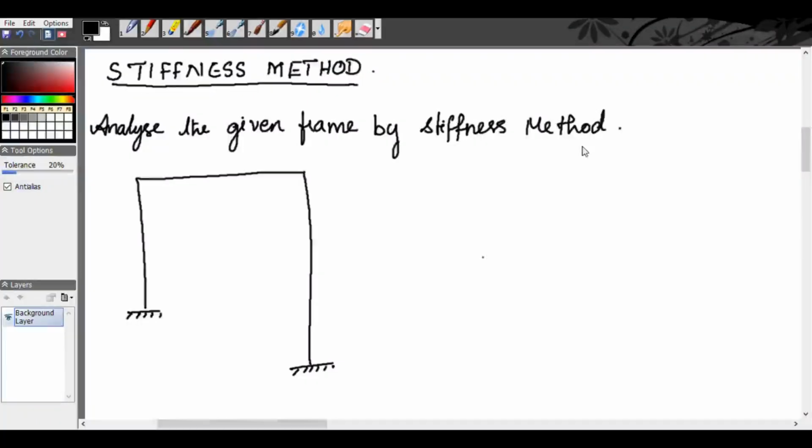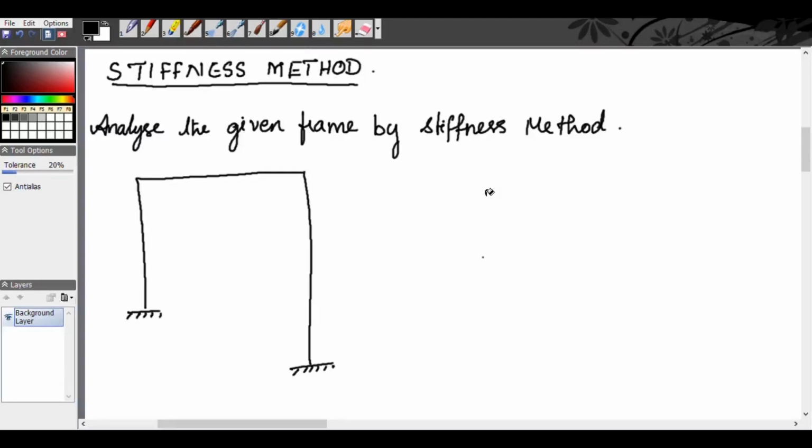Welcome everybody. So today we are going to discuss how to analyze a given frame by stiffness method. In the previous classes we have already discussed how to analyze beams. If you are given a beam with a single degree of freedom or 2 or 3 degrees of freedom, you all know how to analyze a beam. And we have also seen two problems on frames. In both of those previous problems, your frame did not have any sway.